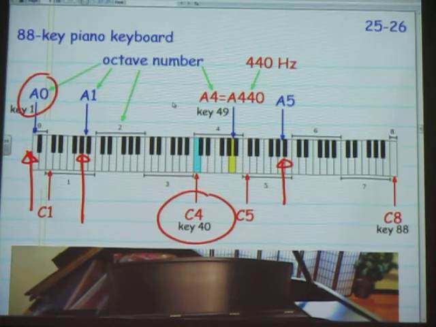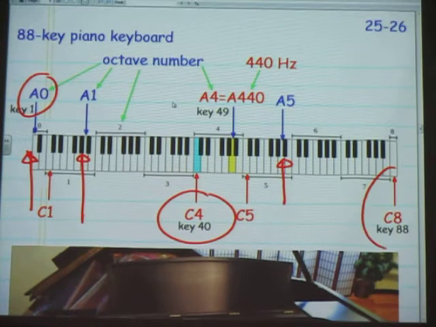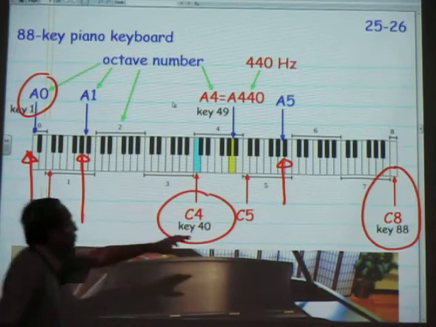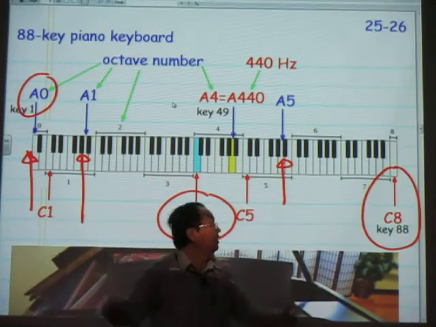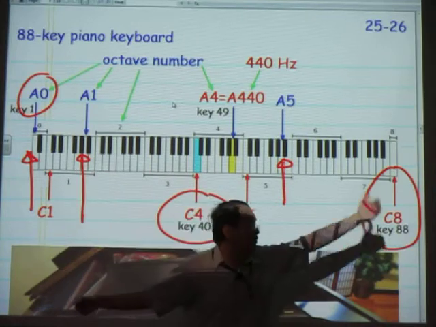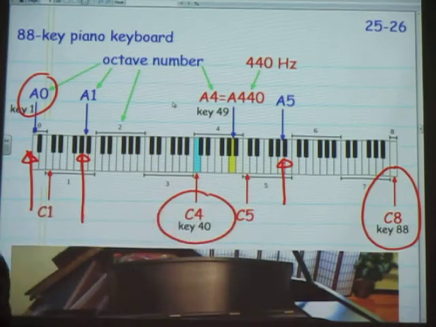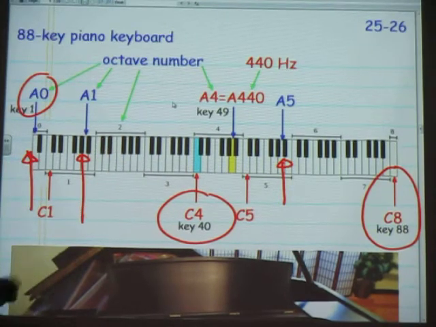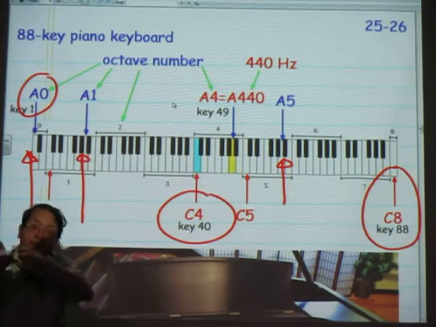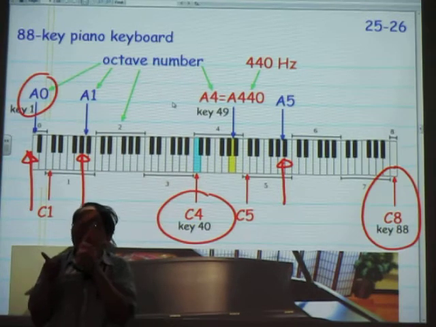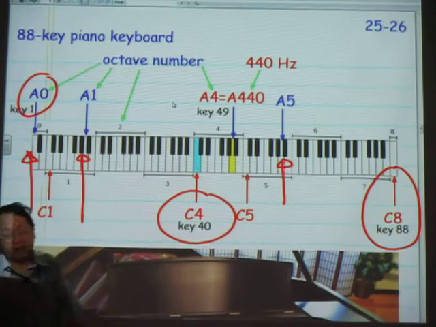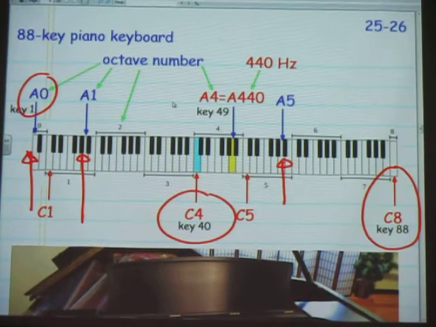So here you see the whole piano keyboard, and the highest key is the note C8, and that's key number 88, right? There are 88 keys. So it goes from A0 to C8. And this is called the scientific music notation, right? The first letter from A to G denotes the note name within an octave, and the number is the octave number. Okay.